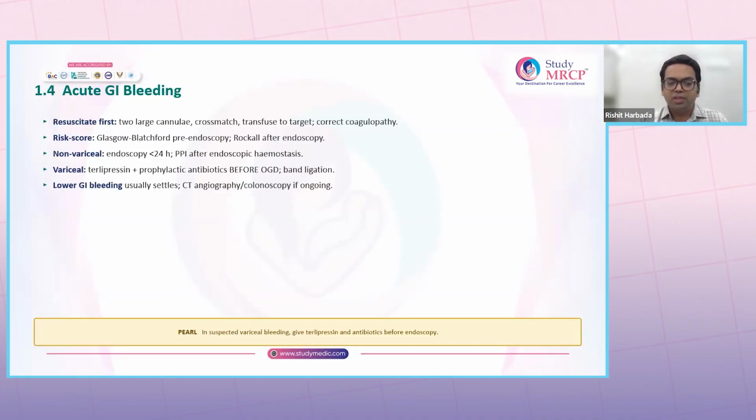So you have to actually do this. You have to give the patient balanced crystalloids. You give them blood. If hemoglobin is less than 7, you correct it. And if the patient has coagulopathy, you reverse the coagulation.